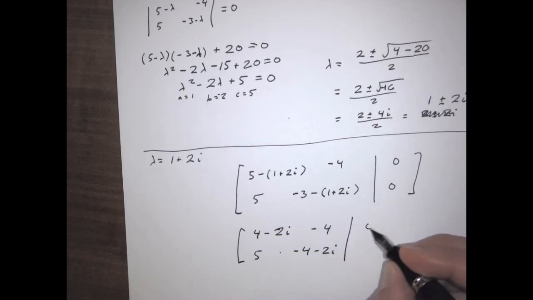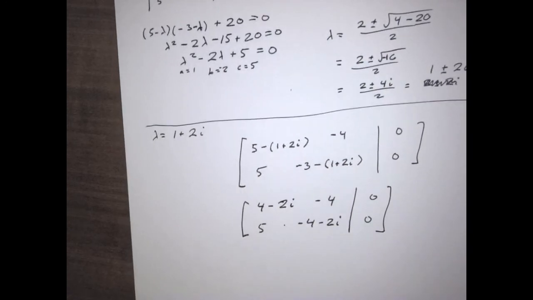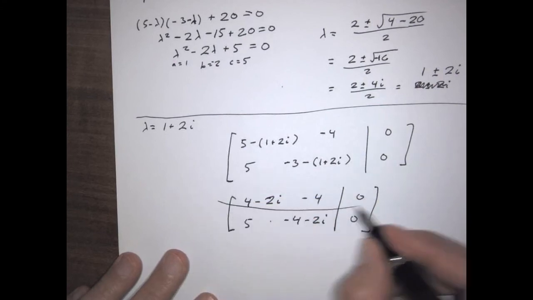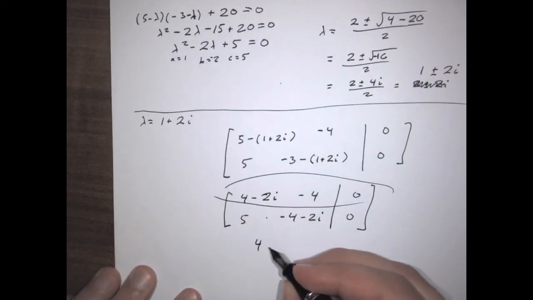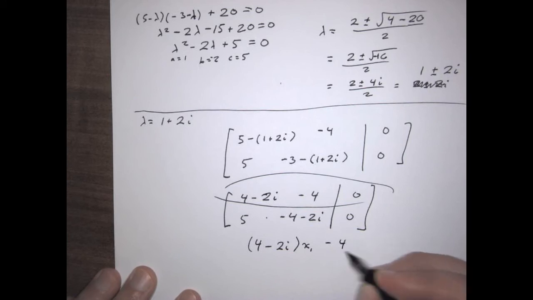And that's going to be 0 and 0. And we can take basically either one of these, whichever is more convenient. So I'll just go ahead and take that one because it's all even. So (4 minus 2i) x1 minus 4 x2 equals 0.